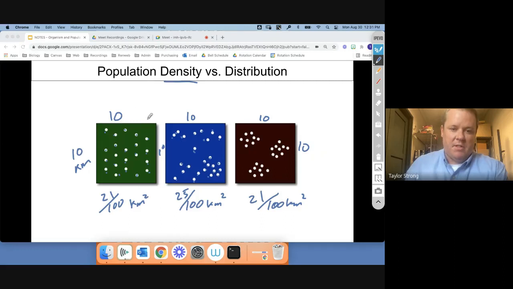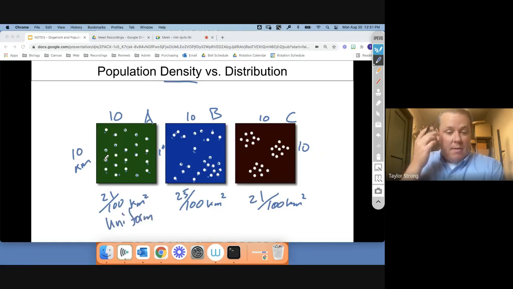So if we give these letters A, B, and C, A and C have identical population densities, but they have different population distributions. On the left-hand side, we would say this is uniform. All of these organisms are spaced out in a way that they have their own space and they're not super clumped up next to the one next to it. Whereas C is showing a clumped distribution, meaning they are all close by one another and hanging out together, or growing together if they're plants.